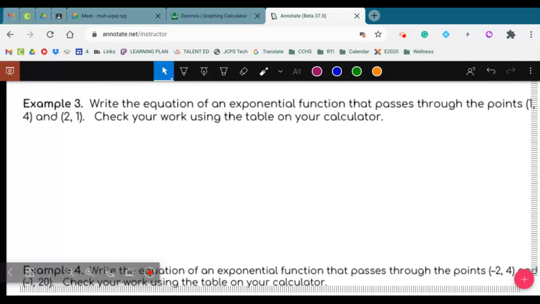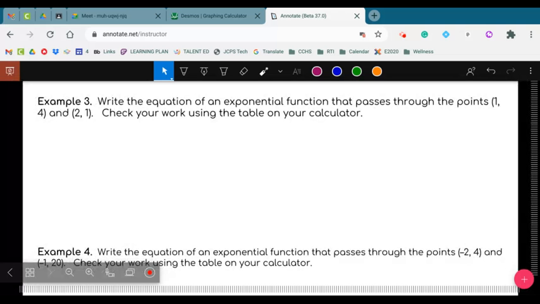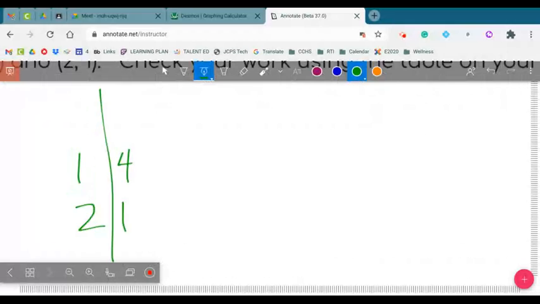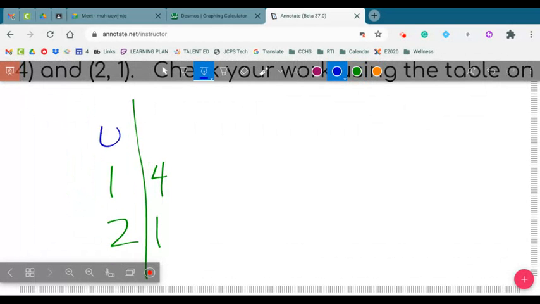So we're doing the same thing. It says write the equation of an exponential function that passes through the points (1, 4) and (2, 1). So create my table of (1, 4), (2, 1). I left some space up here so I could find my y-intercept. So what am I multiplying by 4 to get to 1? I'm actually dividing by 4, which is the same as multiplying by a fourth. So if you're going opposite, you're going to be multiplying by 4, so your y-intercept is going to be 16.